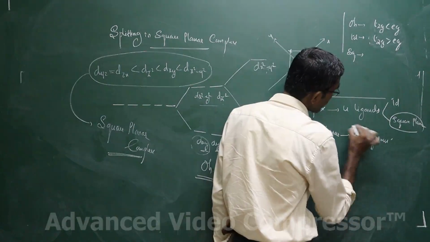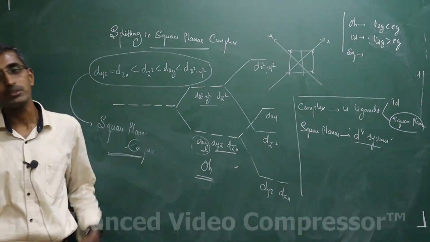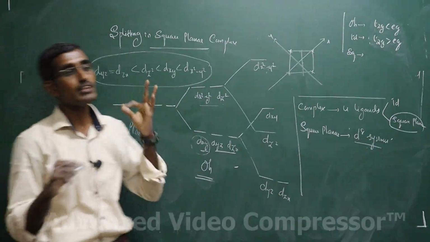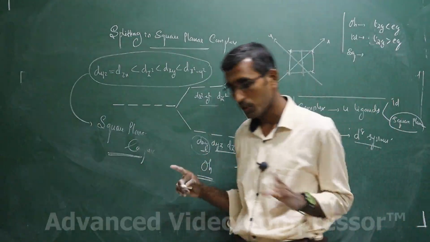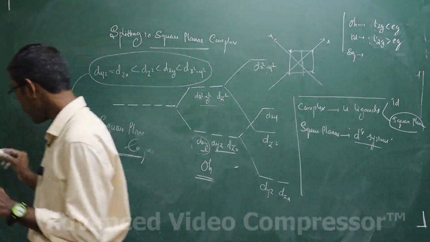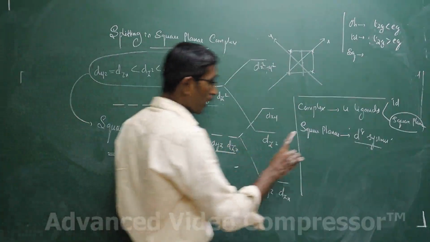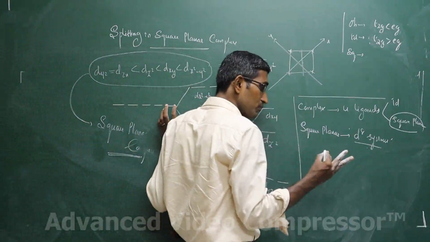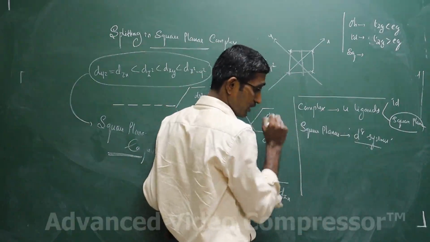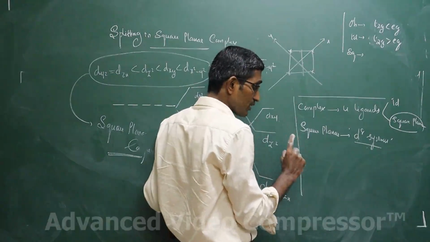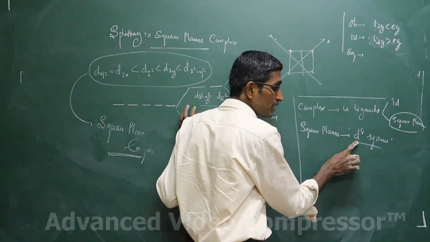The d8 system forms square planar complexes. There is one exception you need to keep in mind: there is a d9 complex which is square planar, only one. Apart from that, all the rest of the systems are tetrahedral complexes except the d8 system. So the square planar complex is formed only by the d8 system.